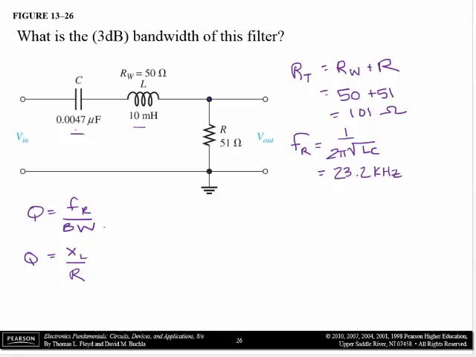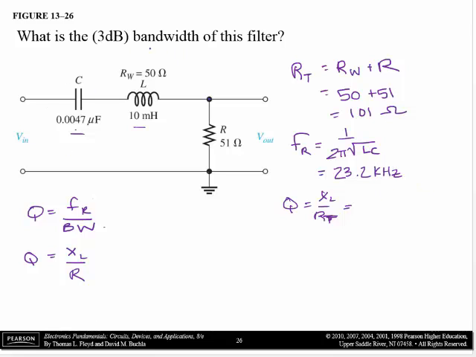So Q equals XL over R total, because I have to include the full total resistance right there, which actually lowers the quality factor. If I only had to use the 51 ohm resistor, I would be dividing by a smaller number and my quality factor would be better, but I have to divide by the total resistance that the circuit sees in there, and that makes my quality factor a little bit worse.